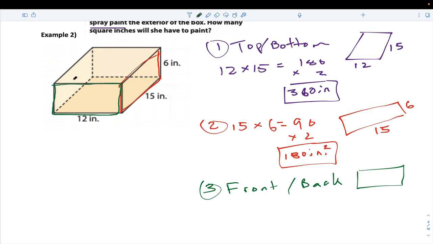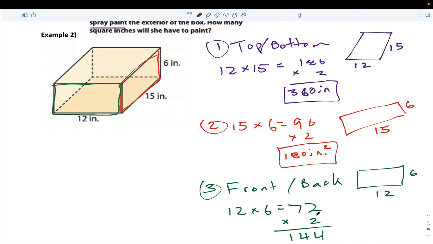What are the two numbers that you want to use for the front and back? Talk to your partner, 7 seconds, go. 12 and 6. Parker, what numbers do you want to use? Beautiful. There's the 6, there's the 12. That will work. 12 times 6 is? Parker, what'd you get? Good. Okay. You found your 3 sides.